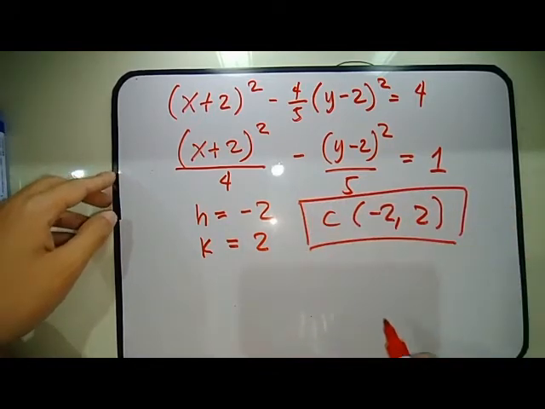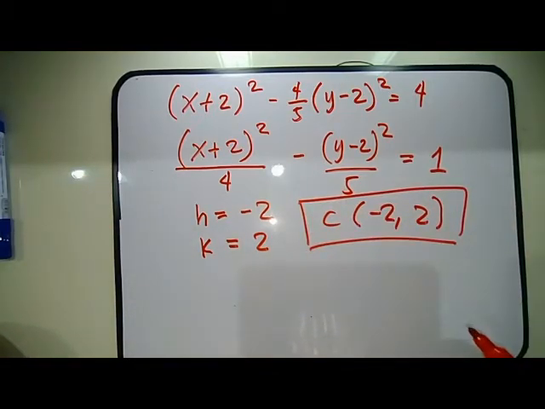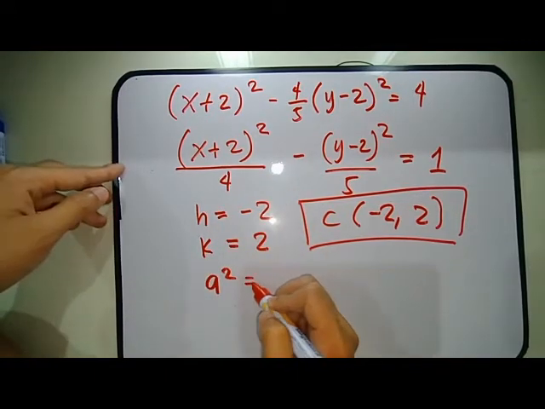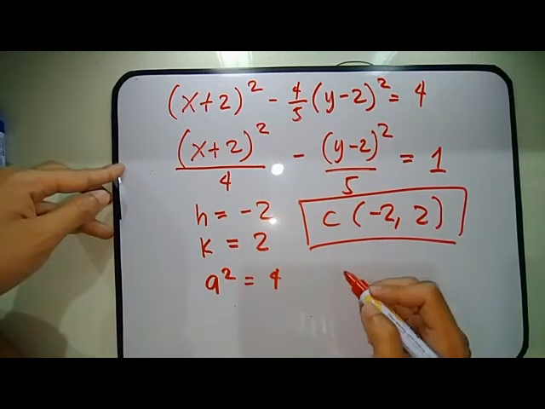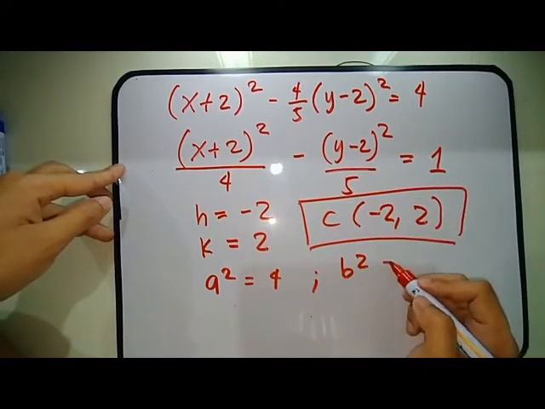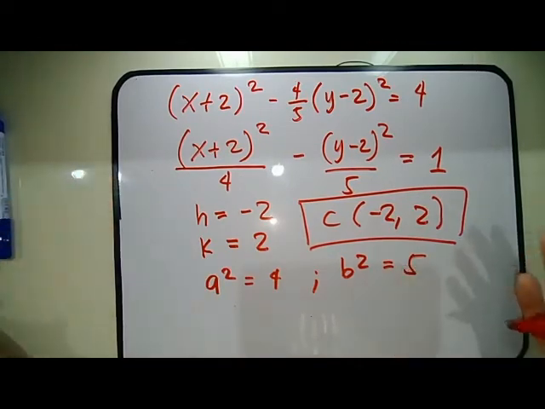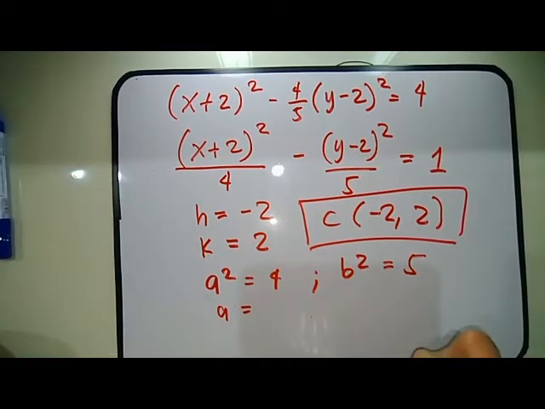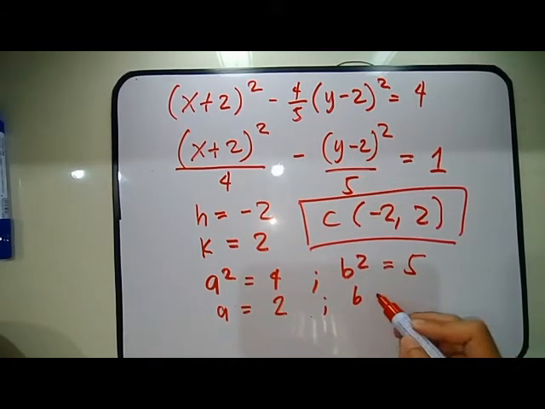Now, yung next na hinanap natin is the length of the transverse axis. So, yung a squared natin, guys, is, you have 4 here. Tama? Then, yung b squared natin is, so 5. So, in the form kasi, you have here over a squared, over b squared. So, ang a natin is, so square root of 4, that is plus minus 2. So, yung distance na is yung absolute value, so 2. So, yung b natin is square root of 5.